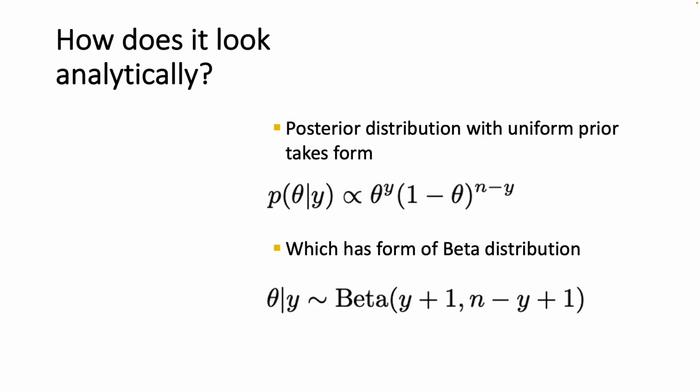For the likelihood, the parameter is theta and the variable is y. For the posterior, the variable is theta and the parameter is y. Okay? You understand that? This posterior is a beta distribution.